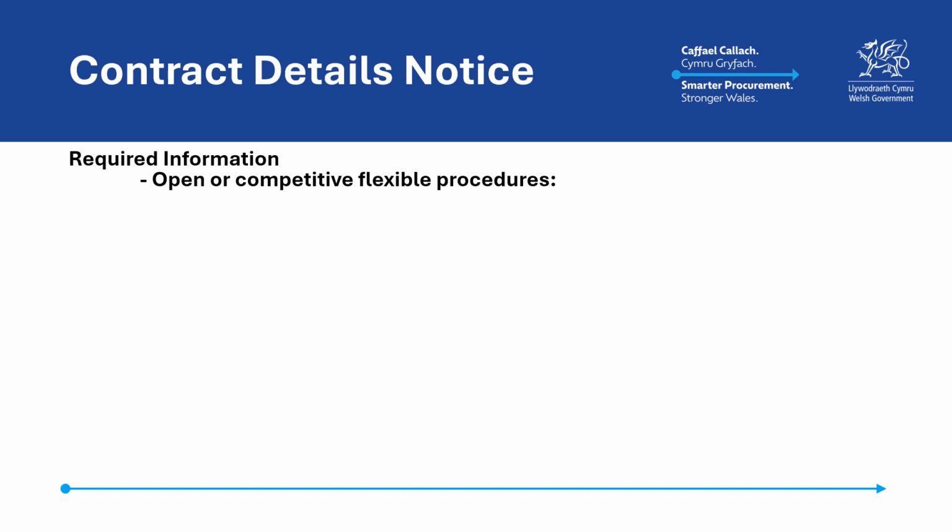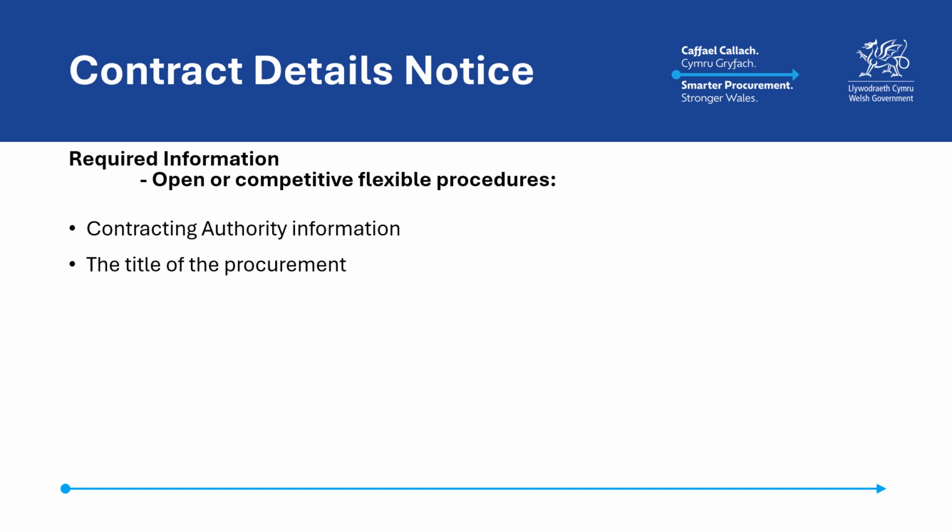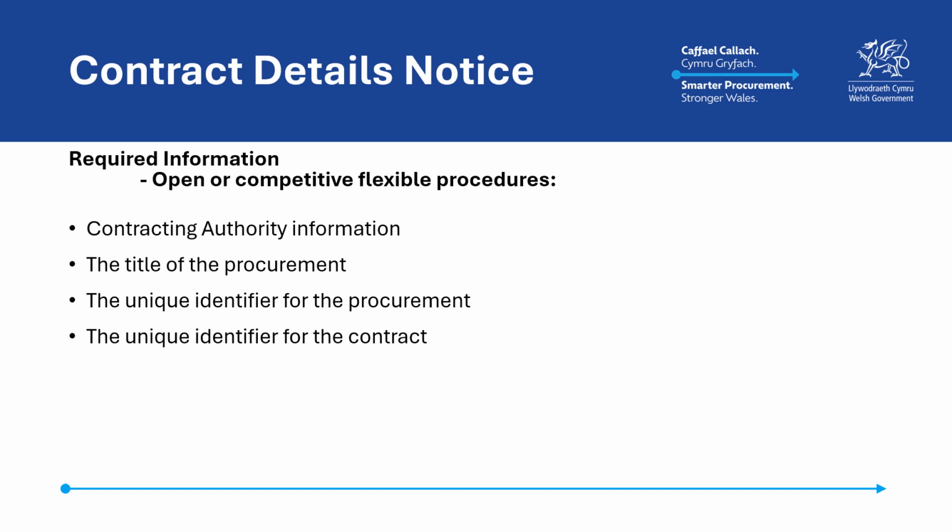The following information is a summary of the information required when completing a contract details notice for contracts where the open or competitive flexible procedure has been used. The information is: information about the contracting authority, the title of the procurement, the unique identifier for the procurement, the unique identifier for the contract, where the public contract was awarded by reference to a supplier's membership of a dynamic market, the unique identifier for that dynamic market, or where the public contract was awarded under an appropriate part of a dynamic market, the distinct number given to that part by the person who established the dynamic market.